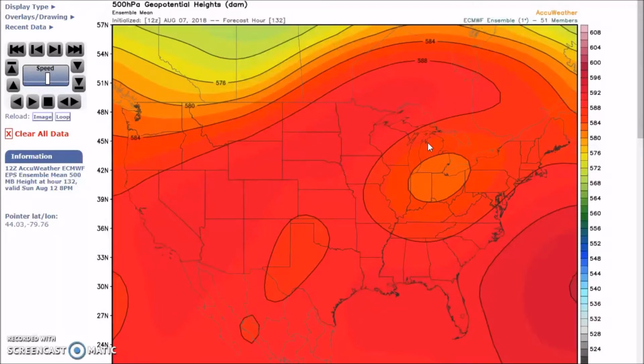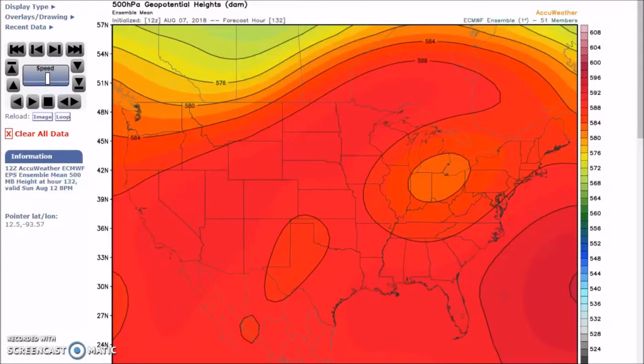And then getting back to this closed low, the closed low in the east will result in widespread rain and storms, and the slow movement of the system, along with a southerly fetch of ample moisture, will result in heavy rainfall for several days.